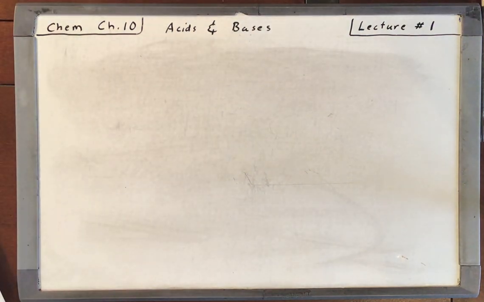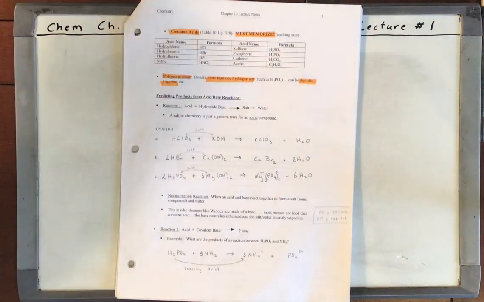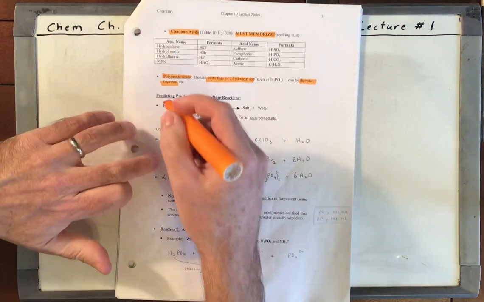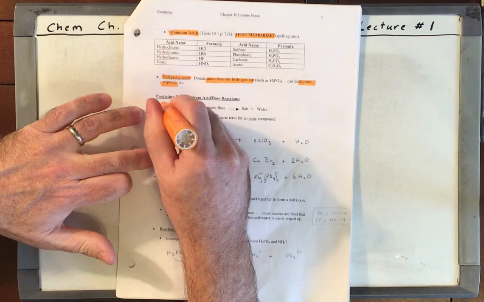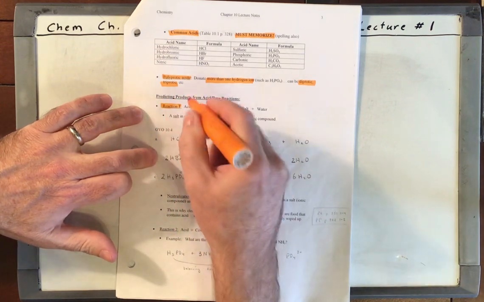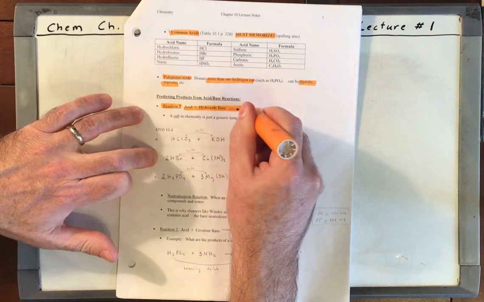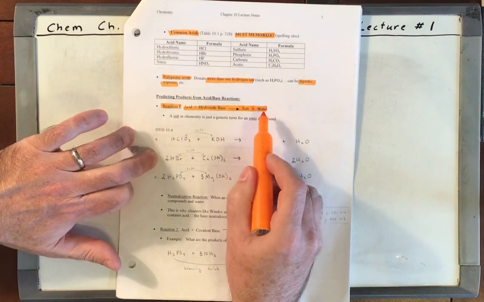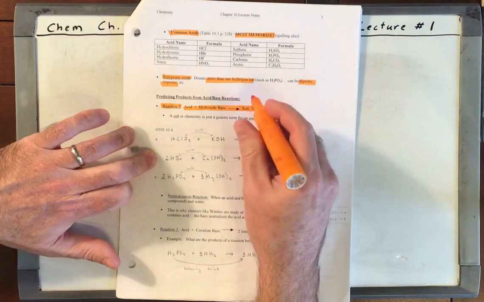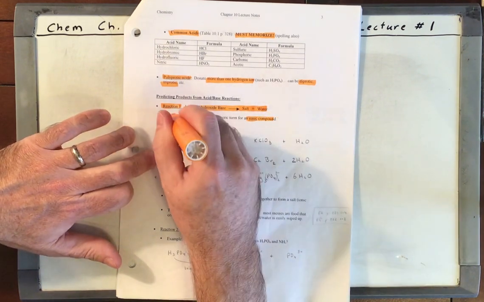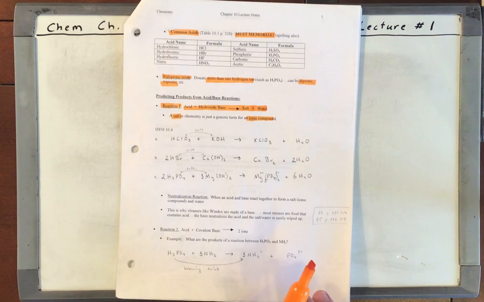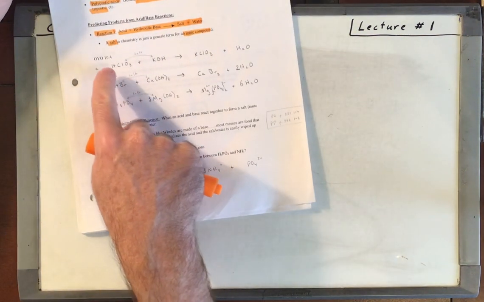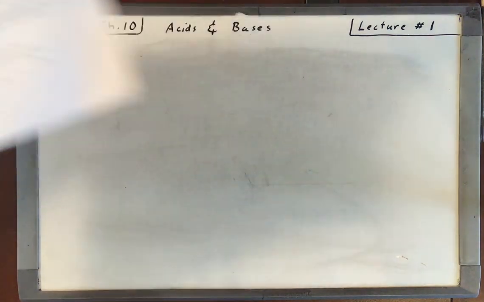Excuse me there, I had to take a drink. So the first reaction is one you got to memorize. Acid plus hydroxide base, so it's a base that's got an OH in it, makes a salt plus water. A salt is just an ionic compound. We're not talking about table salts only here. All right, so you've got space, and on your own 10.4 for each of the three reactions.